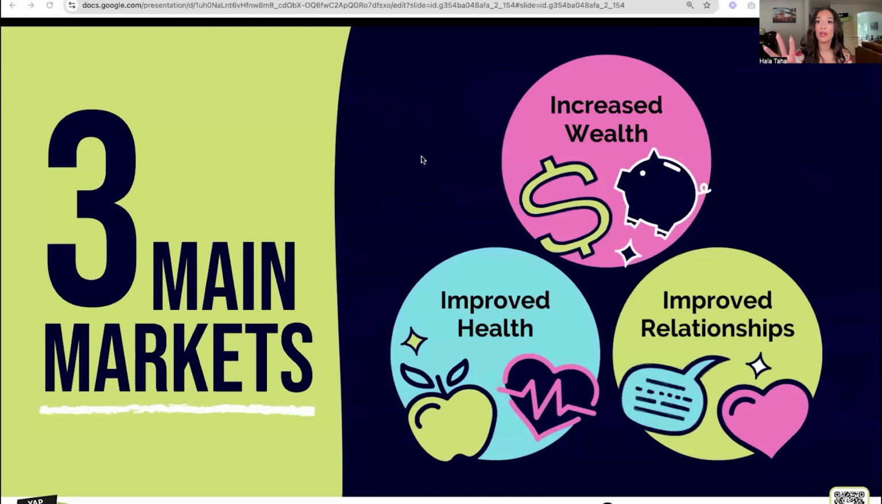So right now, what does your gut say? If you're already a creator entrepreneur, let me know how you help people, which one of these buckets. And if you're just starting, what does your gut say? Like, oh, I want to help people with their relationships. I want to help people with their health. I want to help people with their wealth.